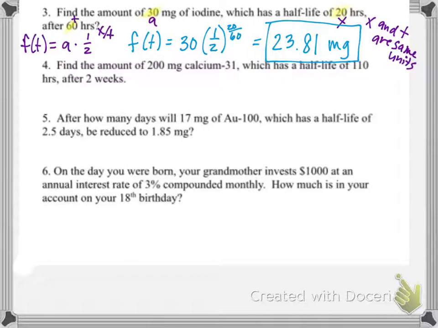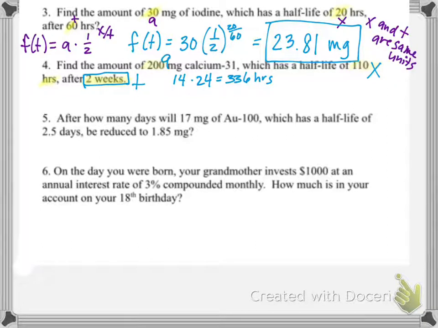Okay, the next one, it says find the amount of 200 milligrams of calcium, which has a half-life of 110 hours after 2 weeks. So my half-life is measured in hours. I need to convert my weeks, or my time, because this would be my x, t, and A. I need to convert my time into hours. So if I have 2 weeks, that means that I have 14 days, and there are 24 hours in a day. So in 2 weeks, I have a total of 336 hours. So make sure that you convert. The x and t are the same.